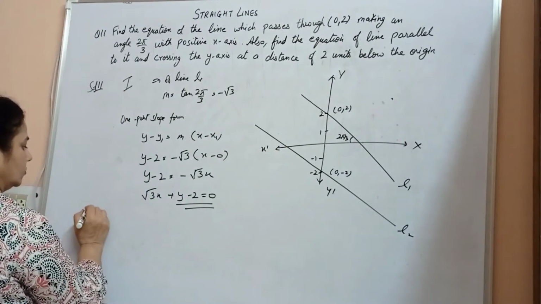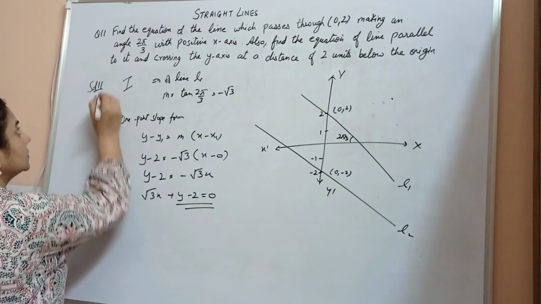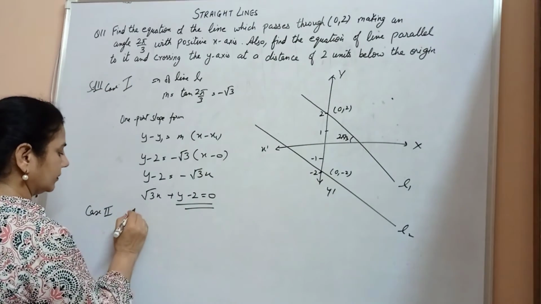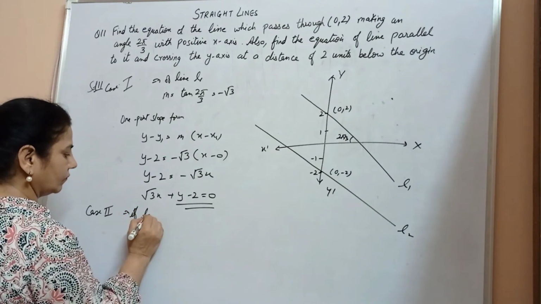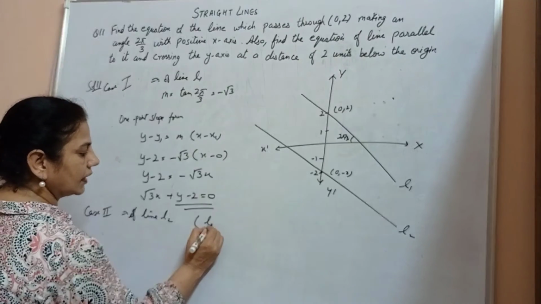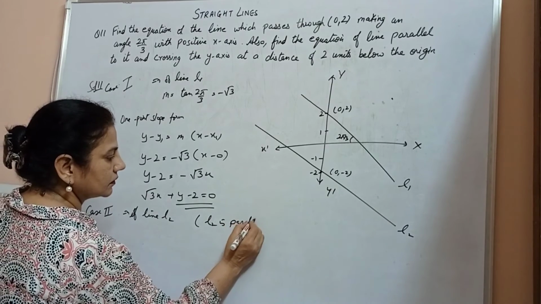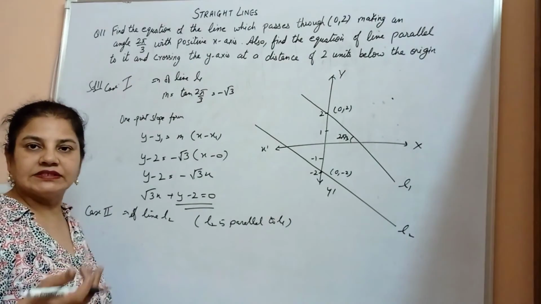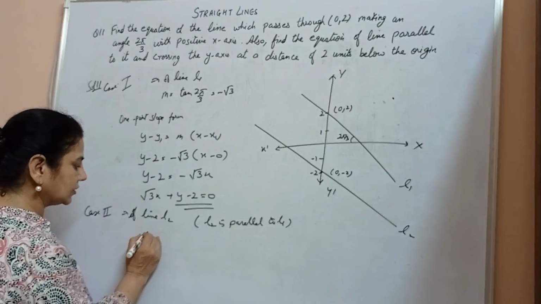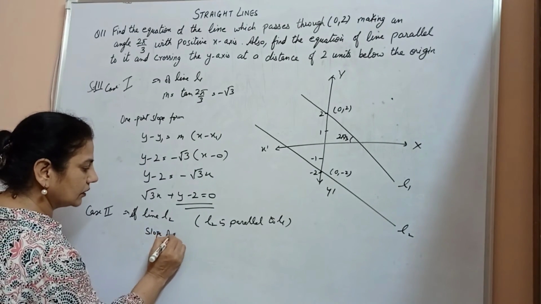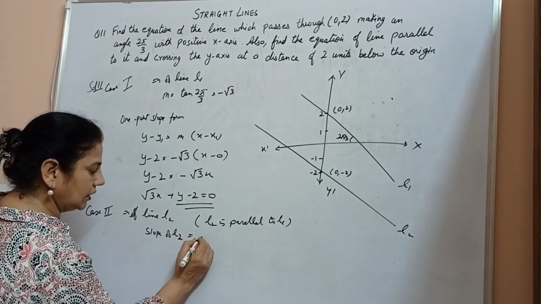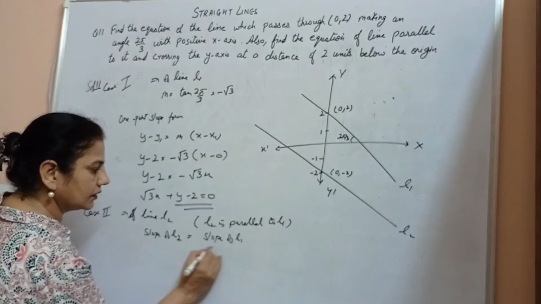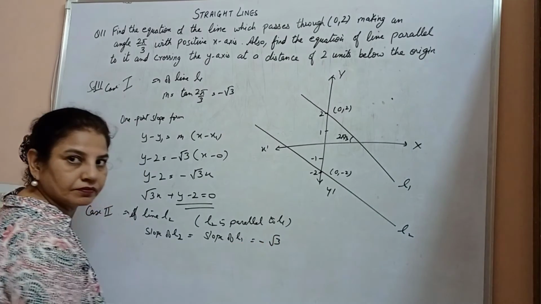Case 2. This is our case 1. So here the equation of line L2, where L2 is parallel to L1, so the slopes are equal. We know that if lines are parallel, their slopes are equal. So we say that the slope of line L2 is equal to the slope of line L1. So again it is the same, equal to minus root 3.